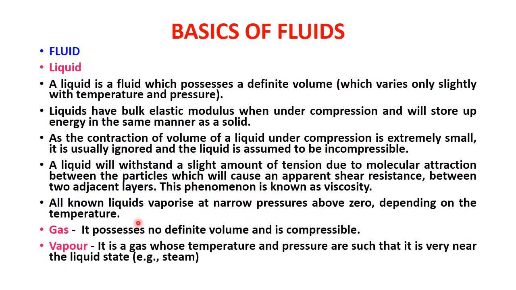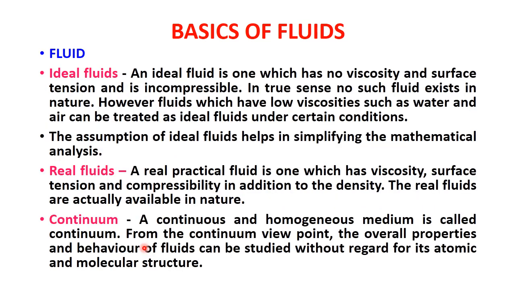So basically all the real fluids will have viscosity. An ideal fluid will not have any viscosity. All known fluids vaporize at narrow pressures above zero depending on the temperature. Gases possess no definite volume and are compressible. Vapor is a gas whose temperature and pressure are such that it is very near to the liquid state. For example, the vapor stage of water can be regarded as steam. So in this fluid category, we have learned these three points: liquid, gas and vapor.